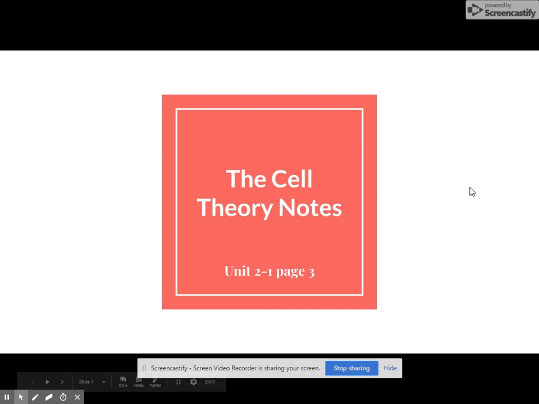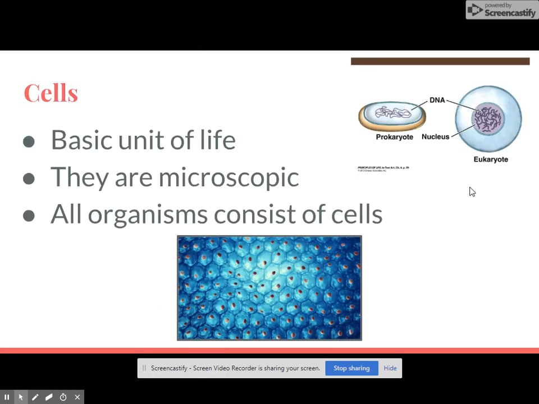Cell theory notes. This will be unit 2-1, page 3. We know now that cells are the basic unit of life. So anything that is considered a living organism is going to be made up of cells when you really zoom in and look at them individually. They are microscopic, meaning we have to use a microscope to see them. And if it is a living organism, it is made of cells, regardless if it is a prokaryote or a eukaryote.